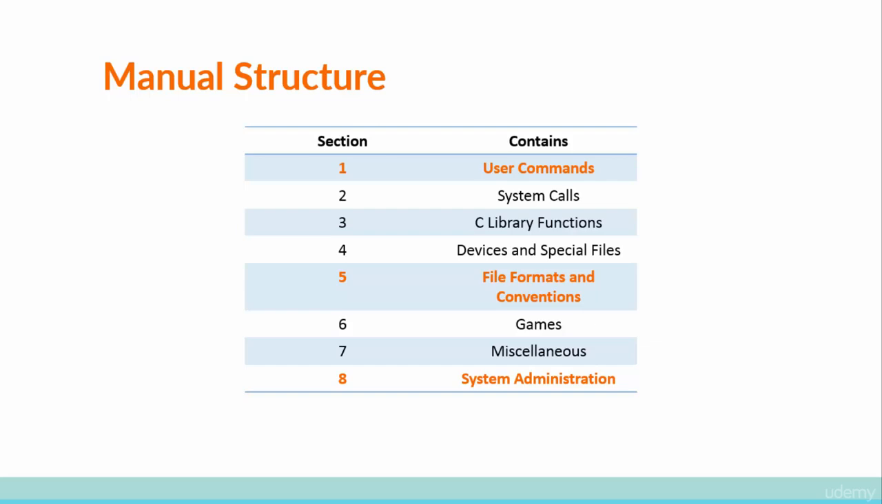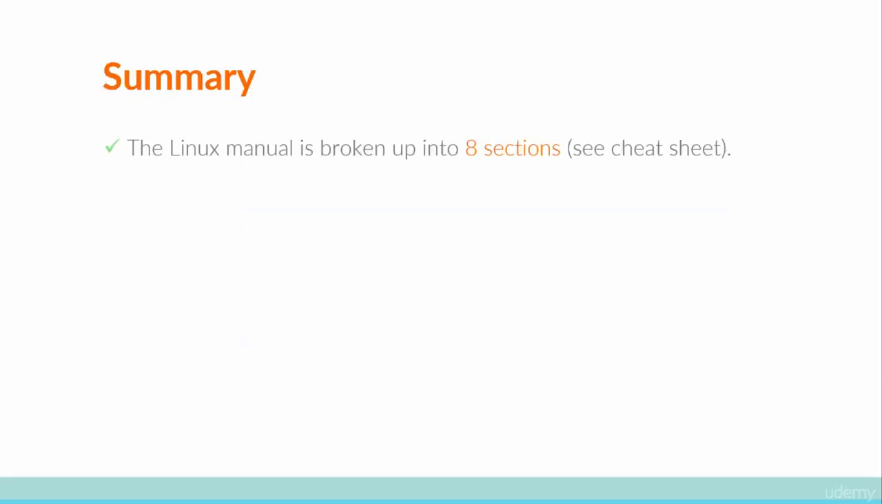So there we are. That's the structure for the manual. Let's take a quick summary of what we've seen here. We've seen the Linux manual is broken up into 8 sections, and more information about each of the sections is actually in the cheat sheet that you can find in the resources. But now that we've got an understanding of each of the sections and we see how the manual is structured, let's start actually using it.